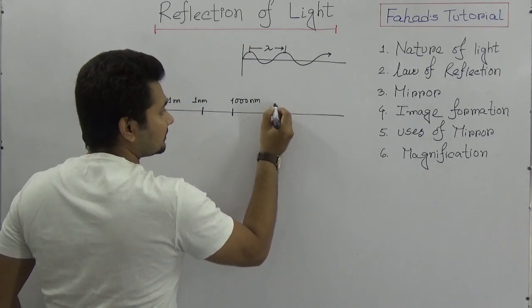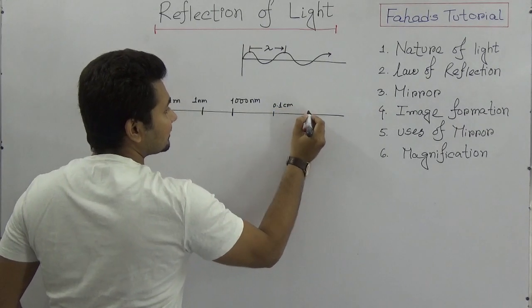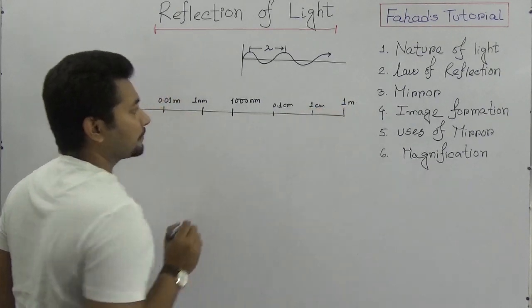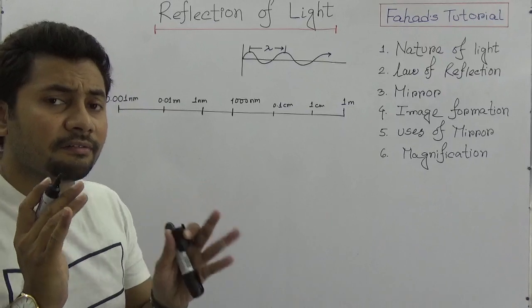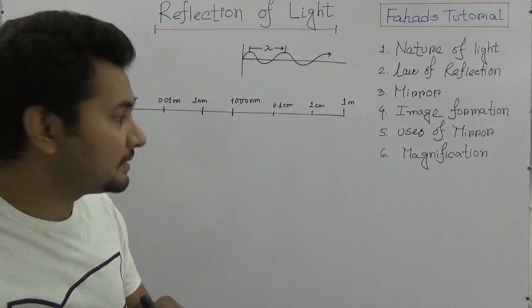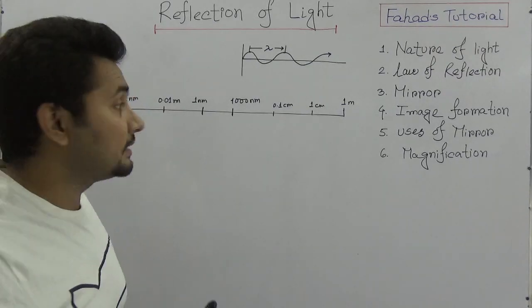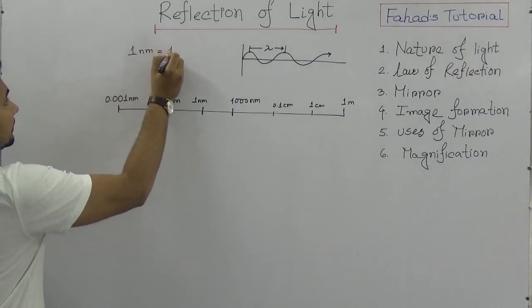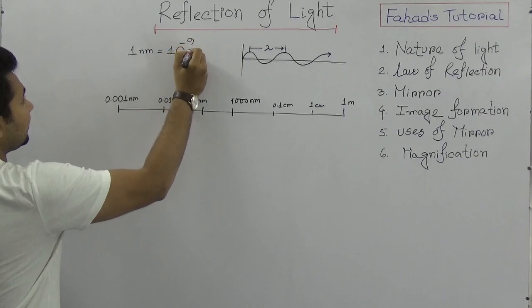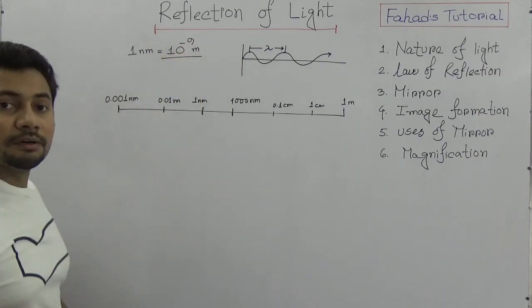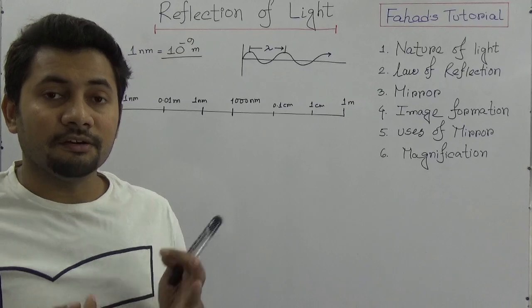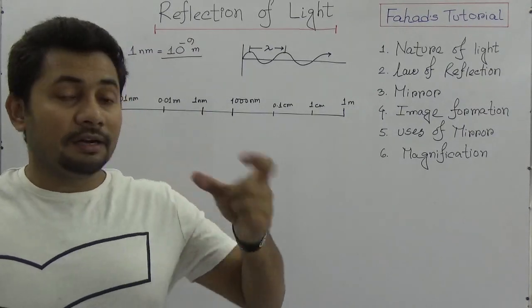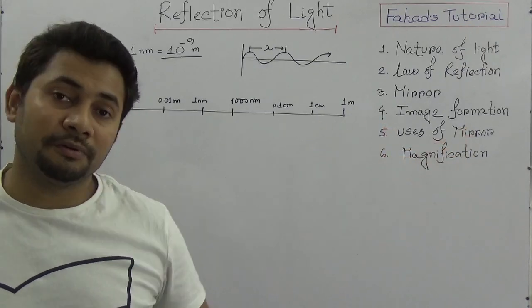And if I say this is 0.1 centimeter, this is 1 centimeter, and this can be like 1 meter. So you see the ranges of the wavelength. And you must know one thing, that 1 nanometer is equivalent to 10 to the power minus 9 meter. So the wavelength of light can be the trillionth part of 1 meter or even larger than a few kilometers.